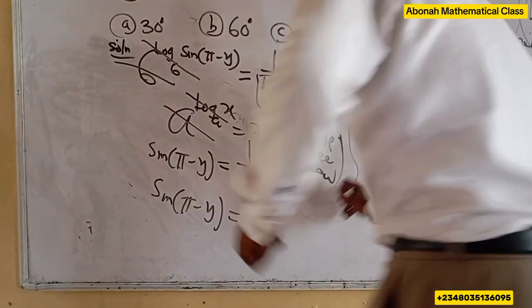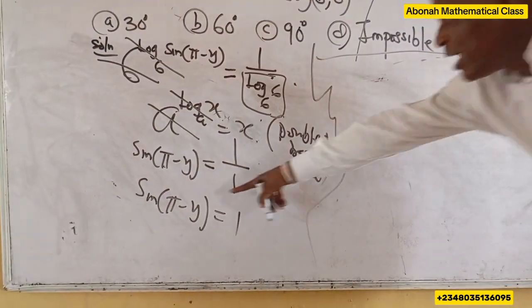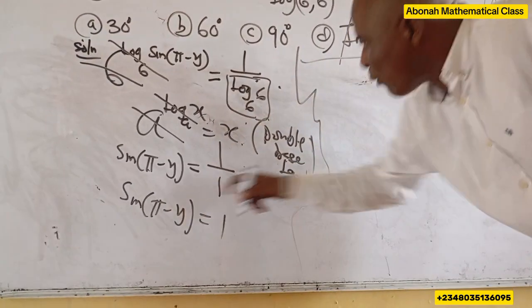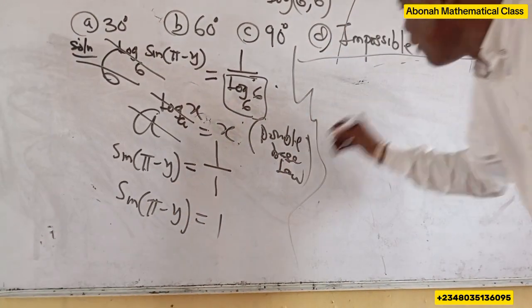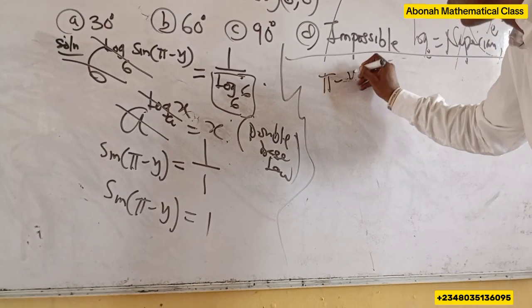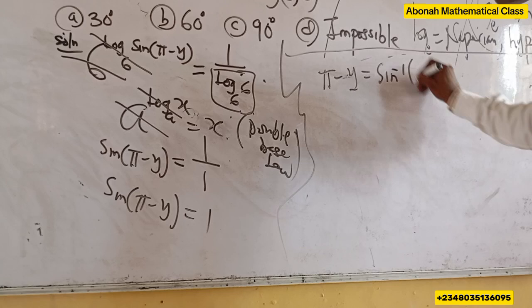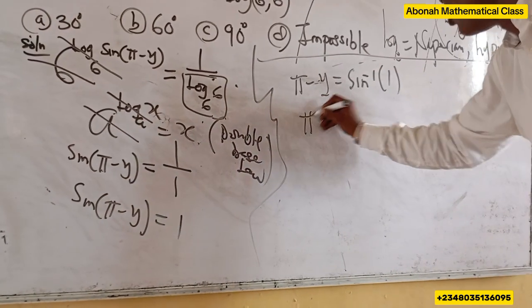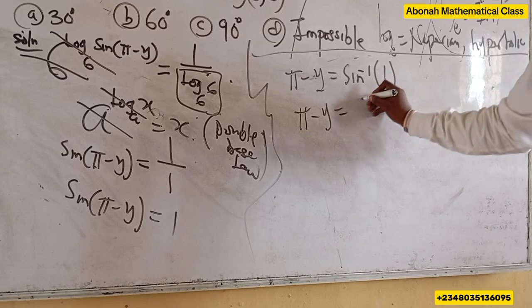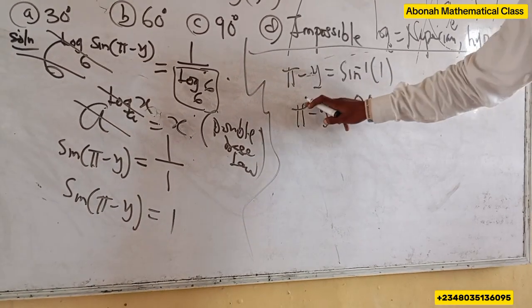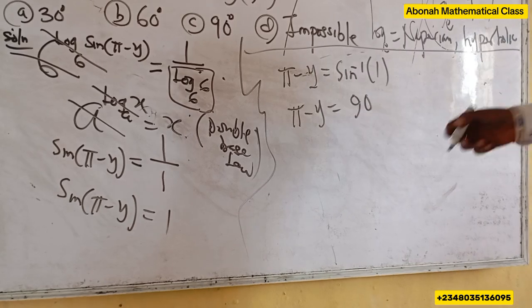I can solve this in 2 ways. Now, I want to get my y. I will take sin inverse of both sides. Pi minus y is equal to sin inverse of 1. Sin inverse of 1 is what? 90. I will now make my y the subject of the formula.